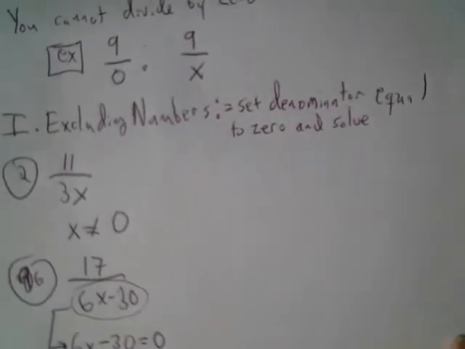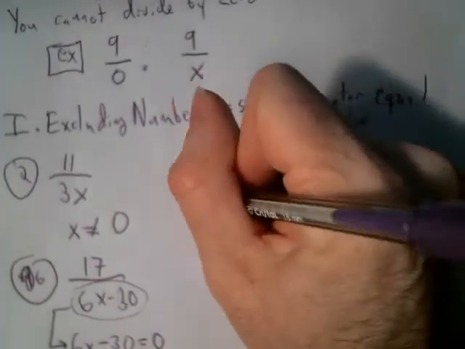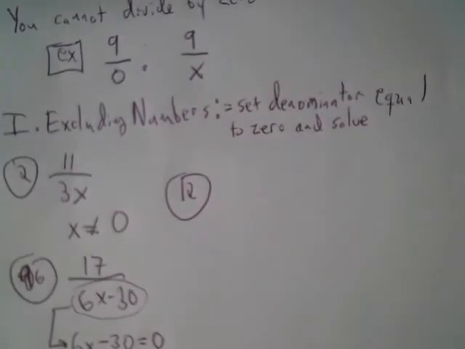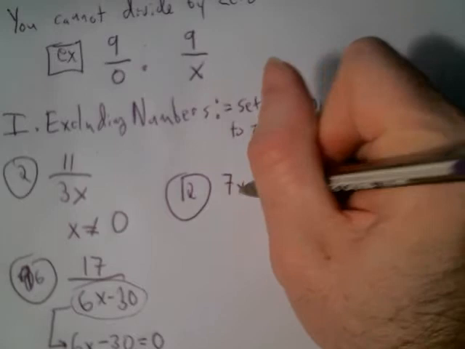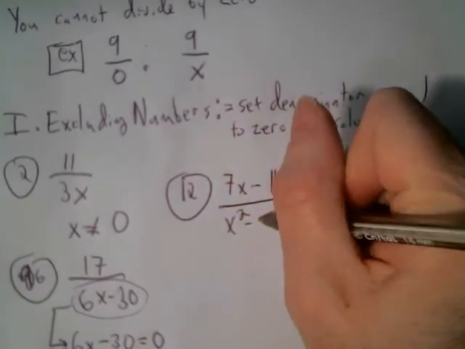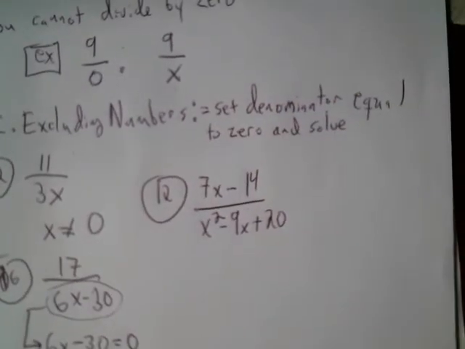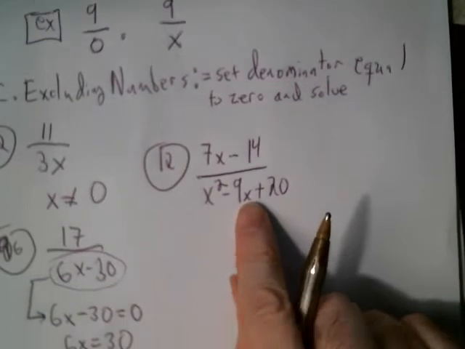Okay, so let's look at some more. Let's look at number 12. I got a bit of a more complex expression this time. So we have x squared minus 9x plus 20. We're going to take this denominator and set it equal to 0.